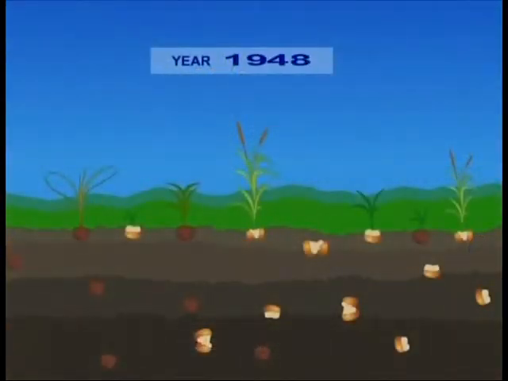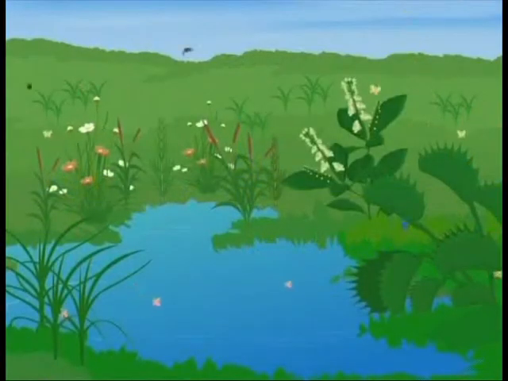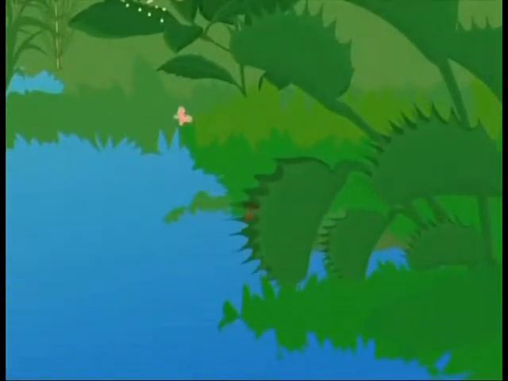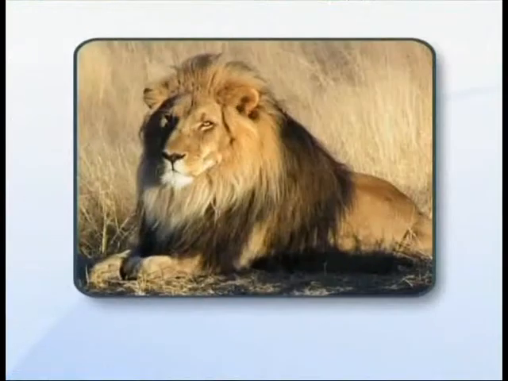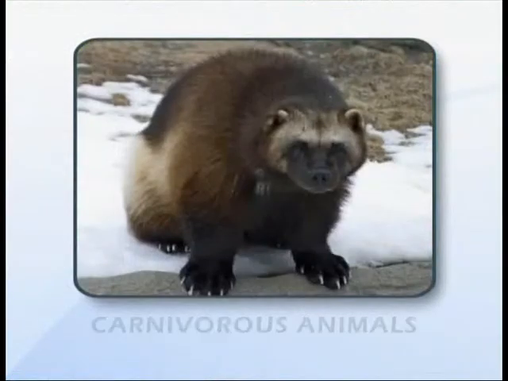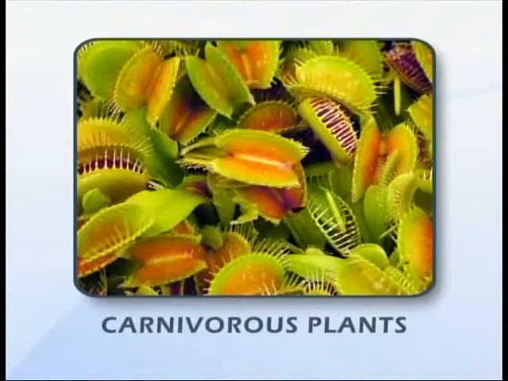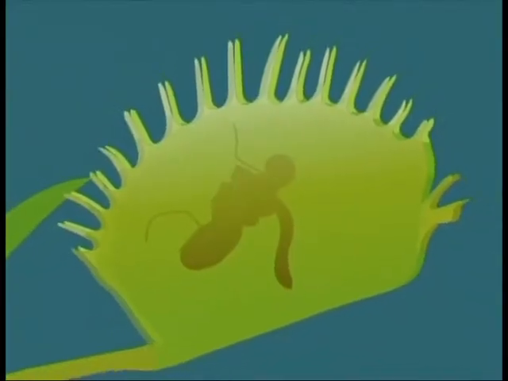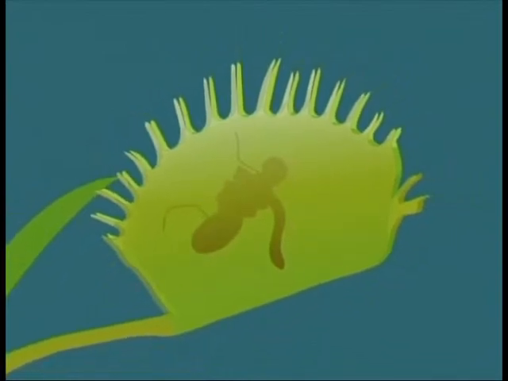These seeds can wait patiently for hundreds of years before they start growing. In a cluster of plants growing in wetlands, there are plants that eat animals. Just like carnivorous animals, there are carnivorous plants. But the interesting fact is that they don't eat flesh to obtain energy, but to fulfill their need for nutrients.